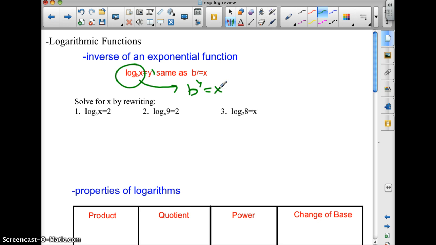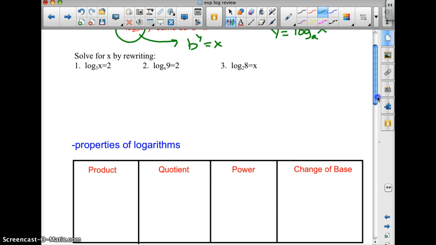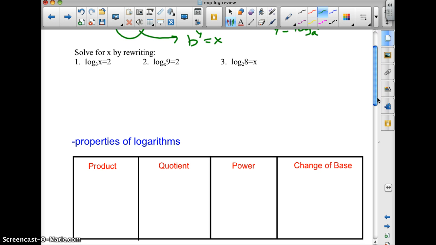All right. The inverse of an exponential function is a little bit different. That's like y equals a to the x. That is going to be, instead, y equals log base a of x. Those are inverses, where you don't switch the x and the y kind of thing. All right, so now solve for x by rewriting.